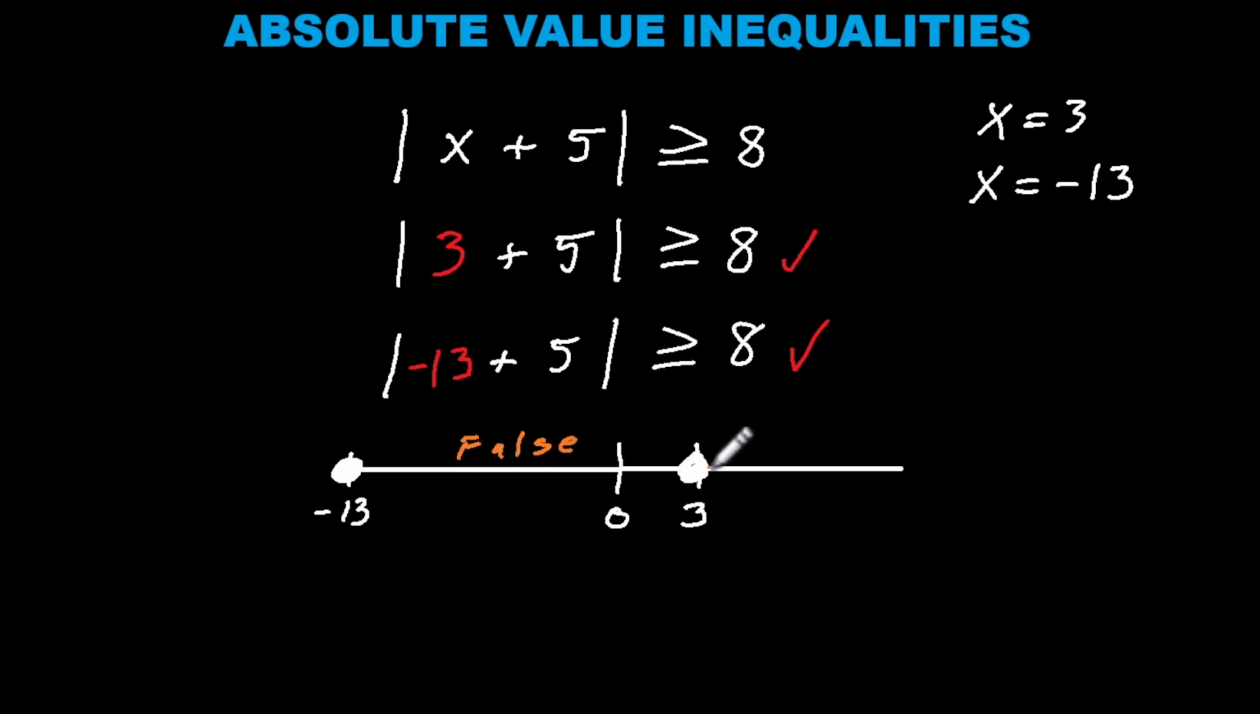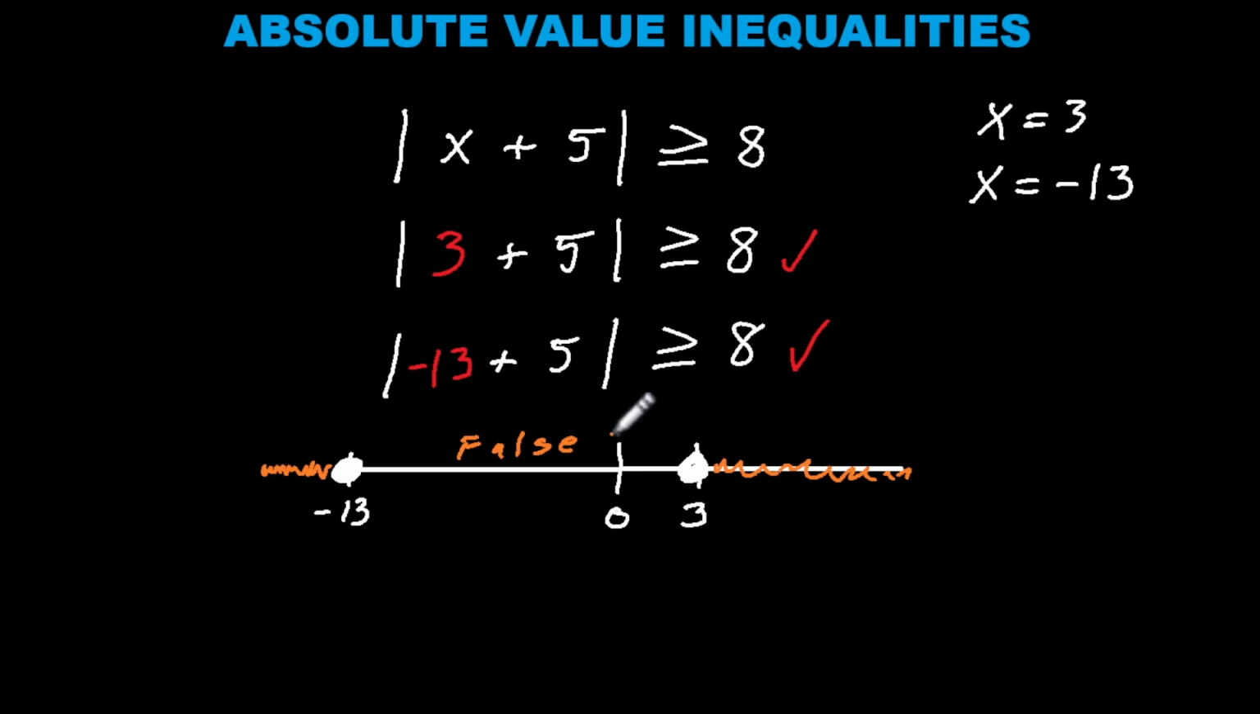Now I want to test values that are going to be greater than 3. So if I go over here and I put a 4, I have 4 plus 5 is the absolute value of 9, and 9 is greater than 8. So we can then shade this part, and I need to test a number that is smaller than minus 13. So if I do a value of minus 15, which would be to the left of minus 13, minus 15 plus 5 is minus 10, and the absolute value of minus 10 is 10. 10 is greater than or equal to 8, so this graph would go this way.